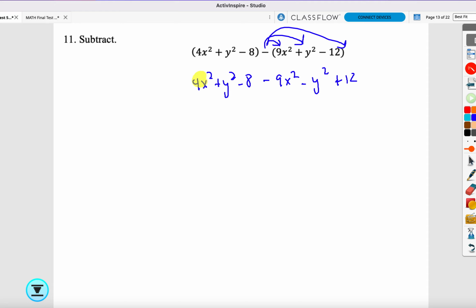So I'm going to highlight. 4x squared can combine with negative 9x squared, right? Because they have the same variable part. y squared can combine with negative y squared. And negative 8 can combine with positive 12.